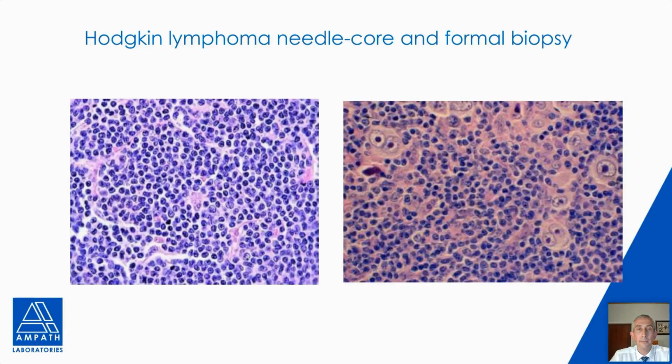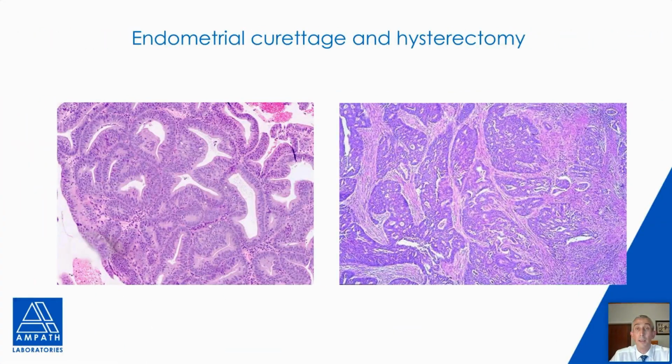Here is another example. On the left, we have an endometrial curettage. This was reported as endometrial hyperplasia. However, with the follow-up hysterectomy, one can clearly see the invasive adenocarcinoma involving the myometrium, and this was obviously not available on the curettage material.